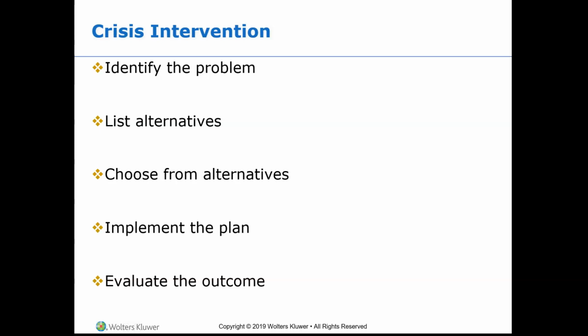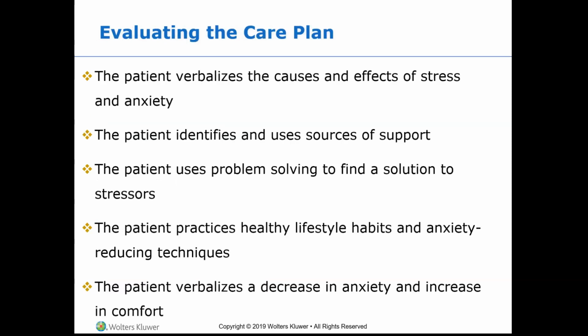Step 7, which is the very final step, is evaluating the plan to see how the outcomes were. When evaluating the care plan, check to see if the patient is able to verbalize the causes and effects of stress and anxiety in their life. The patient identifies and uses sources of support. The patient uses problem solving to find a solution to stressors. The patient practices healthy lifestyle habits and anxiety reducing techniques. The patient verbalizes a decrease in anxiety and an increase in comfort.